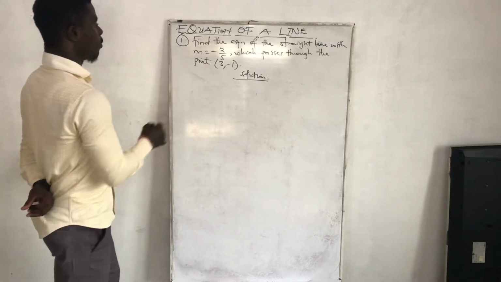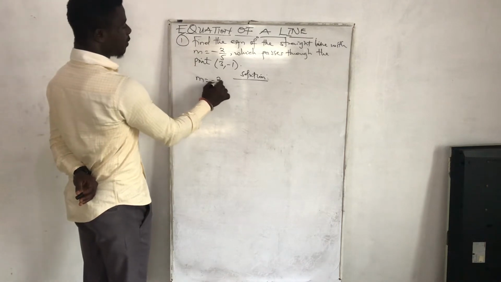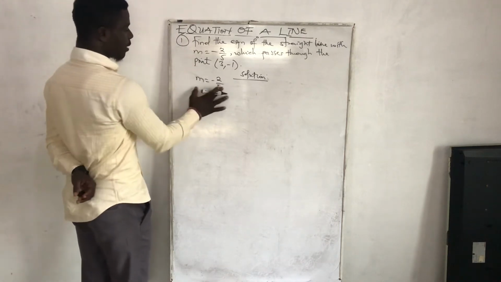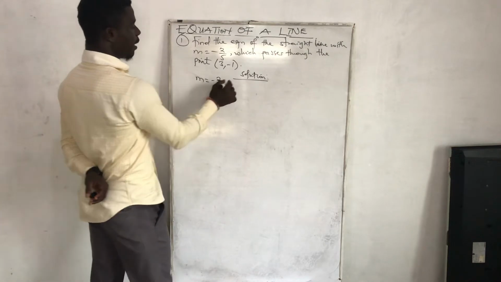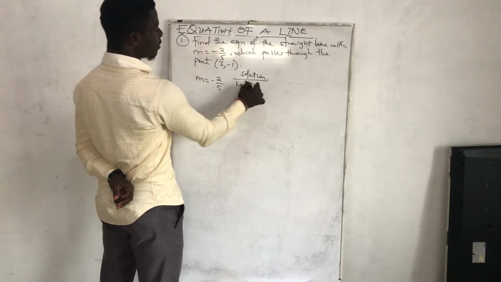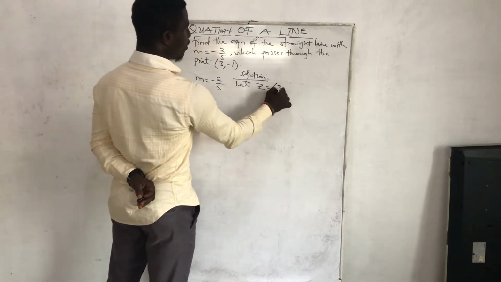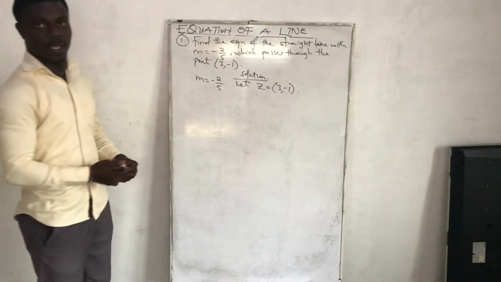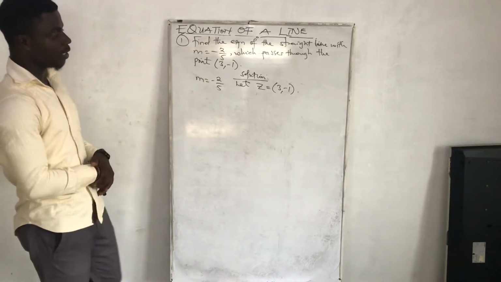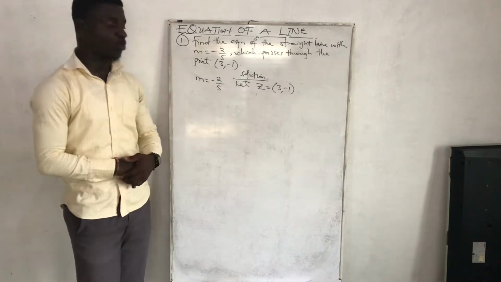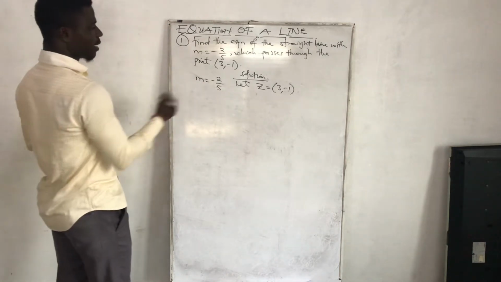So let's see. We have our gradient, which is -2 on 5, right? Then my point, so we can say that let point z be equal to 3, -1. So that's my point z. So I've named the point. Point z. Alright, so now we can start.